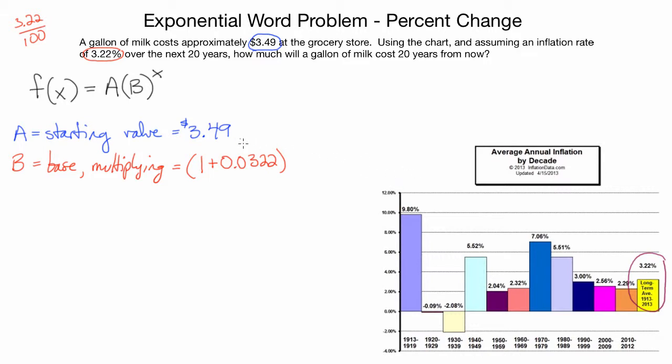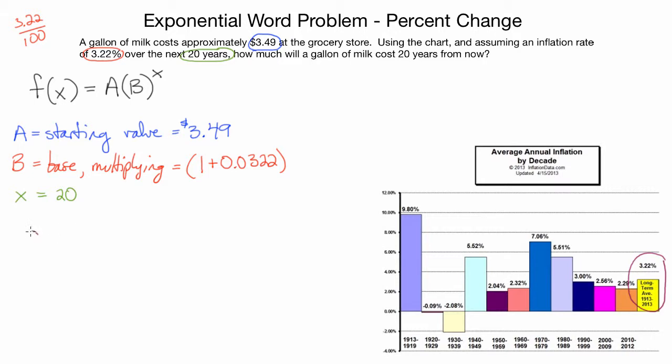So we've got our starting value, we've got our base, and we also know that in our x variable, we're asked to specifically find in 20 years, which means 20 years of increasing by this 3.22% each year. So I want to do that for 20 years, which means I'm going to multiply by that 1.0322 20 times. All right, let's calculate it out. Let's do some math here now.